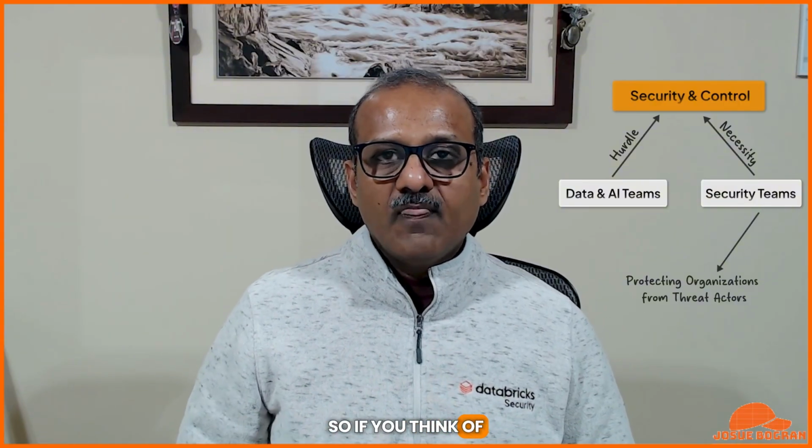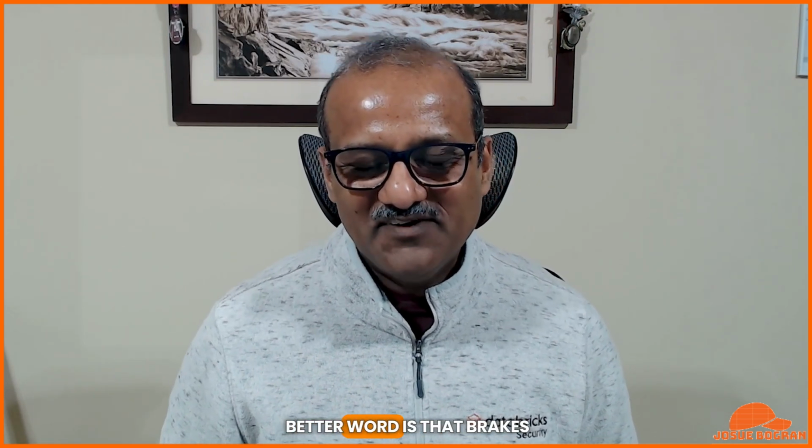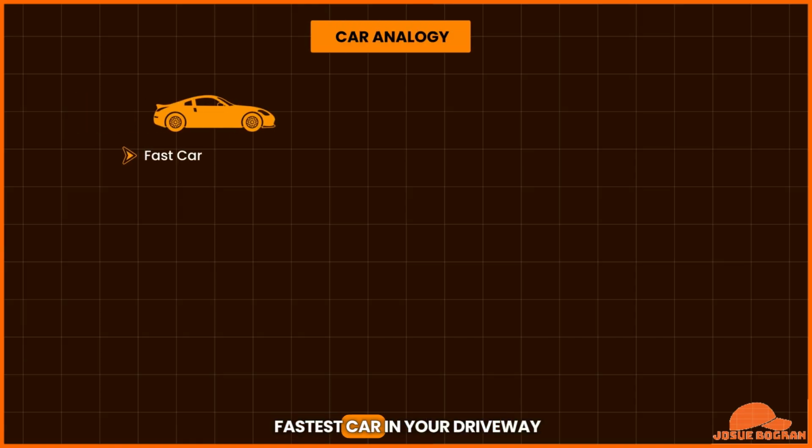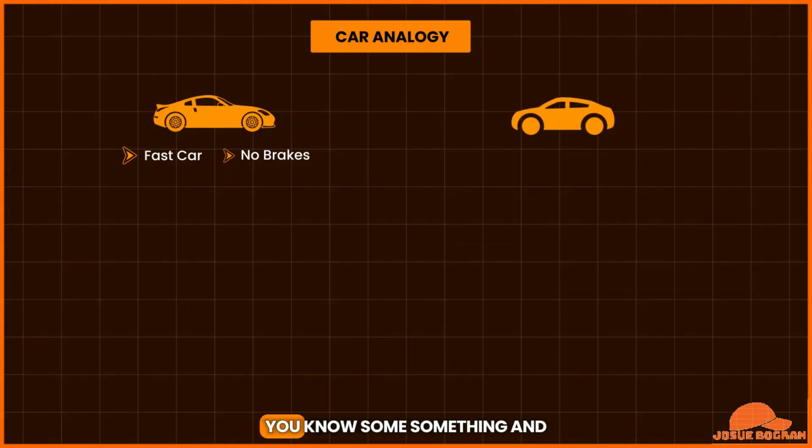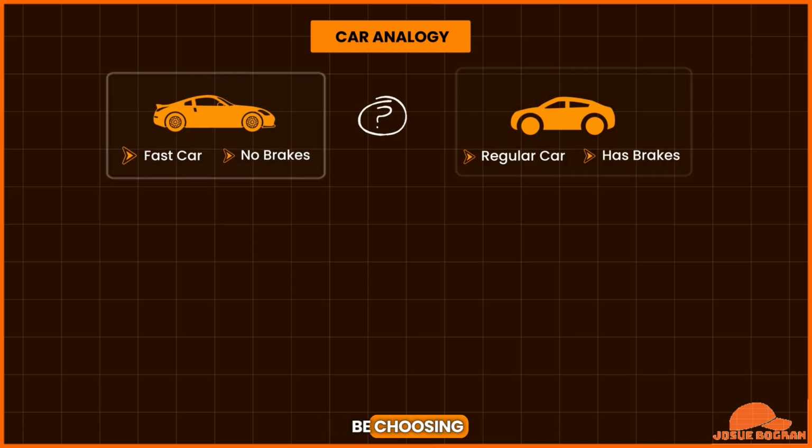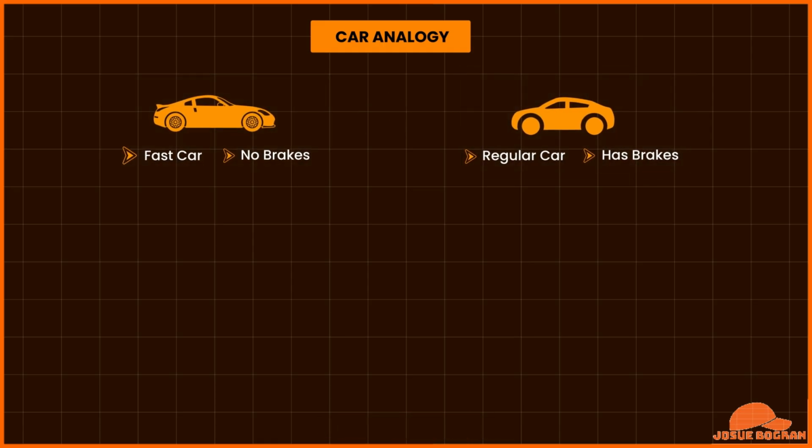So if you think of the analogy of a car, the thing that makes you go fast in a car, as part of your car infrastructure, for lack of a better word, is the brakes. Imagine you have the fastest car in your driveway without any brakes. It's a fancy car. And then you have the everyday car that I drive, one that doesn't go fastest, but it has brakes. Which one would I choose to pick my kids up from school? Even though it's a fancy car, I won't take it.